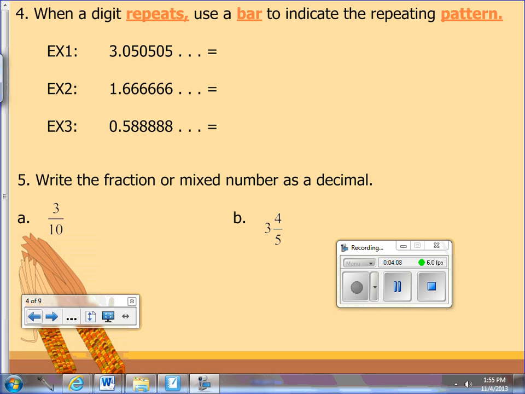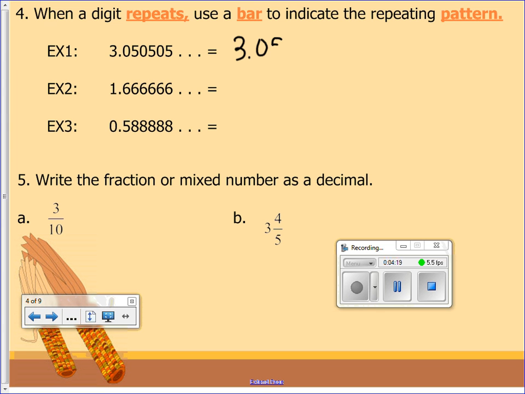When a digit repeats, you use a bar that indicates the repeating pattern. So in our first example, the bar notation goes over the 0 and the 5. In our second example, the bar notation goes over the 6. And in our third example, the bar notation goes only over the 8.